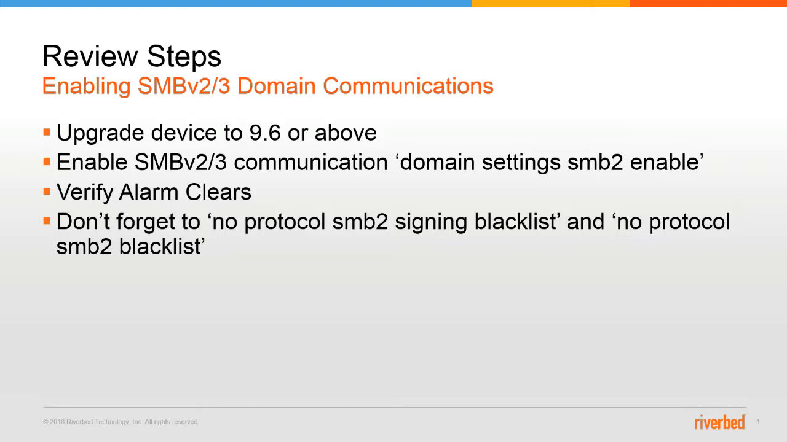Then you'll need to enable SMB v2/3 communication with the command domain settings SMB2 enable. Once we've done that, we'll want to verify that the alarms have cleared and domain communication is functioning properly. And if you are trying to get optimization for SMB 2/3 protocols to work for your clients, it's worth running the commands no protocol SMB2 signing blacklist and no protocol SMB2 blacklist to clear all of the clients out of the blacklist so they can be optimized.